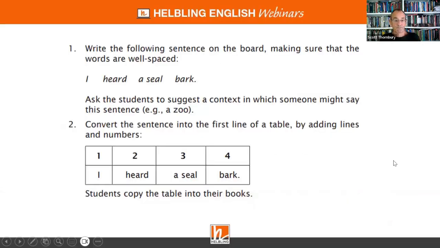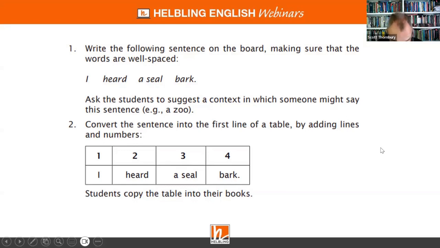Here's another one. Again, very simple. You're using a table and numbered columns. So you write a sentence on the board, or you dictate it, like, I heard a seal bark. And ask the students to suggest, where would someone say this? Possibly in a zoo, possibly in the Arctic Circle. You make a table out of this and number the columns, and the students copy it. Okay, so they have it in their books.